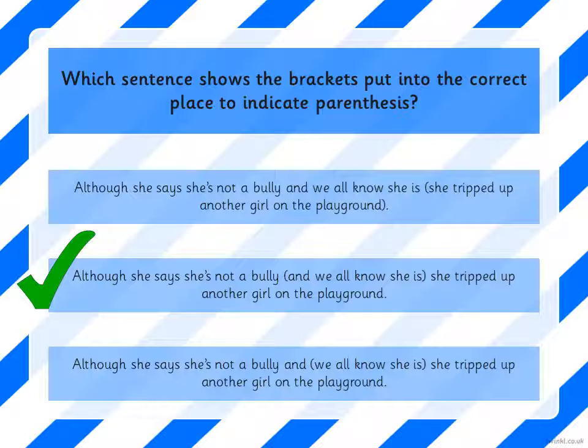Although she says she's not a bully, and we all know she is, I need some extra information, so that doesn't make sense. And then the third one, although she says she's not a bully, and we all know she is, if I was to take that bracket out, it would read, although she says she's not a bully, and she tripped, it just doesn't make sense with that "and" in there. So I need the "and" to be inside the brackets. So again, tick it if you've got it right, if not, write it out for me.